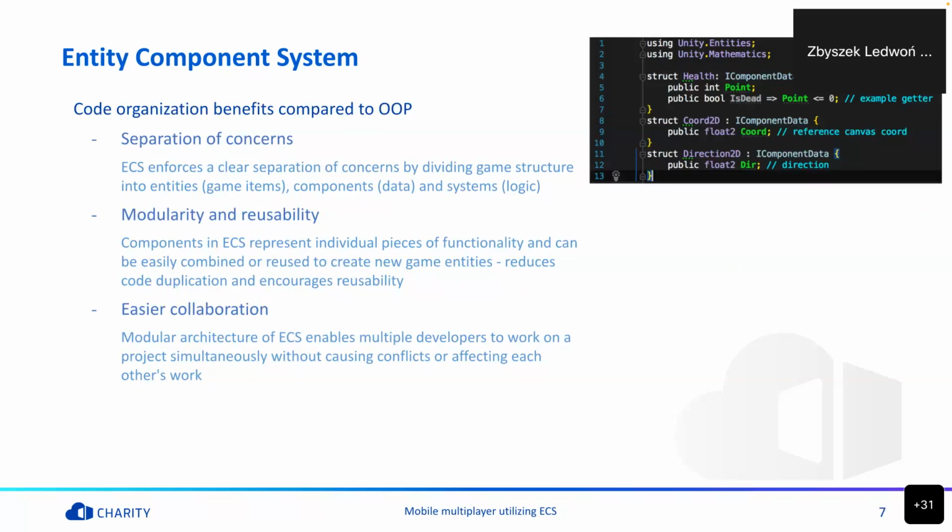ECS also enforces clean separation of concerns, and this leads to better modularity of the code and better reusability of code. And this modularity aspect also means that it is much easier for programmers to collaborate on this code because they can work on different systems without causing conflicts in code.